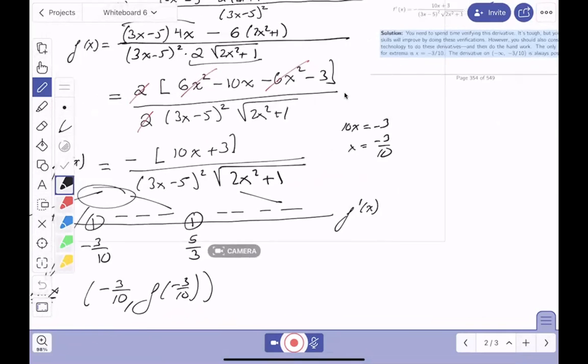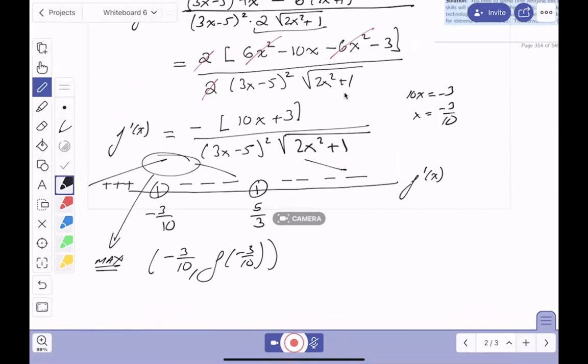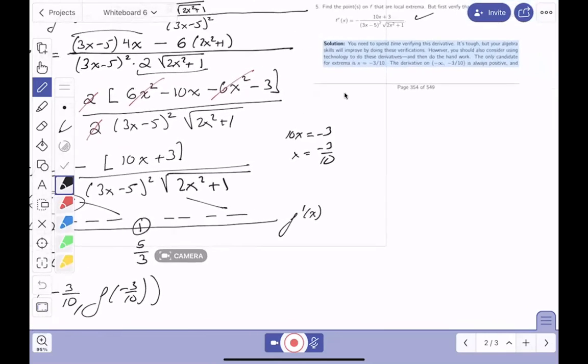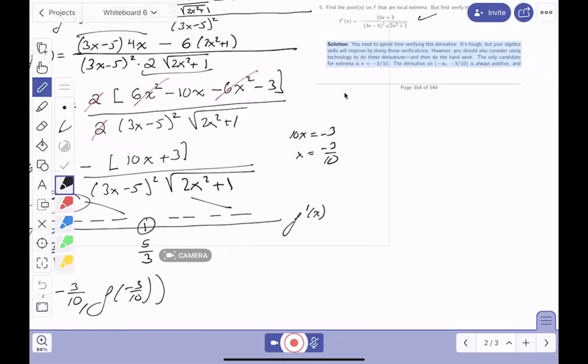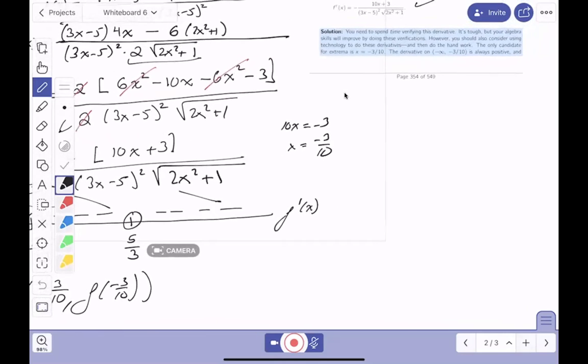We did put that down. And what was that? That's a local. What was it? A local. This is a local max. All right. So we did that. What did we find? We found that the only candidate was -3/10. The derivative on the interval from -infinity to -3/10 is always positive. I did put that.